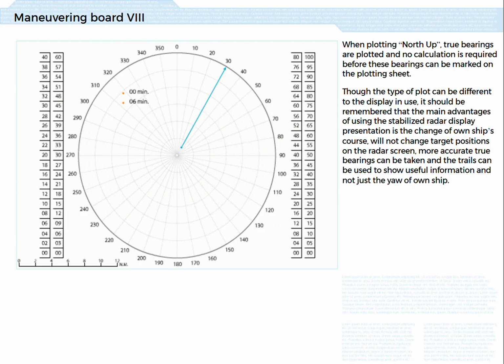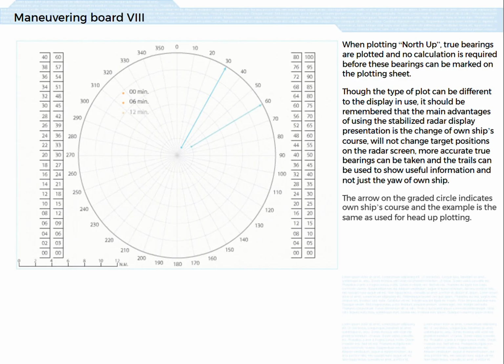More accurate true bearings can be taken, and the trails can be used to show useful information, and not just the yaw of own ship. The arrow on the graded circle indicates own ship's course, and the example is the same as used for head-up plotting.